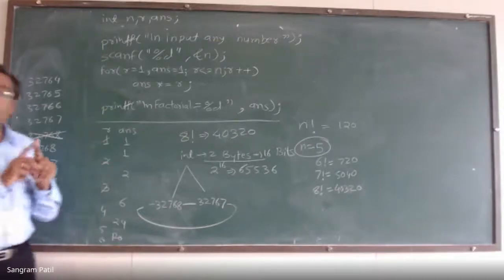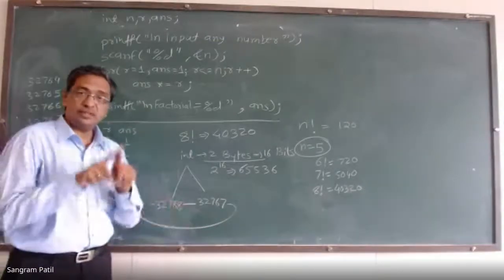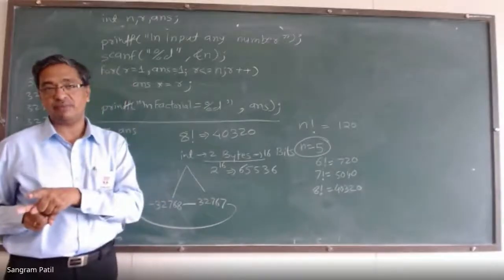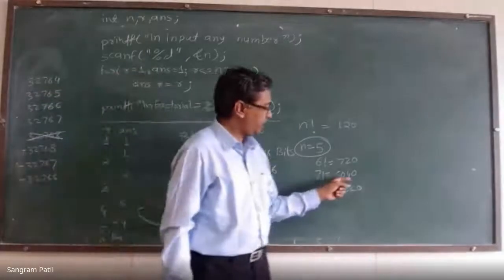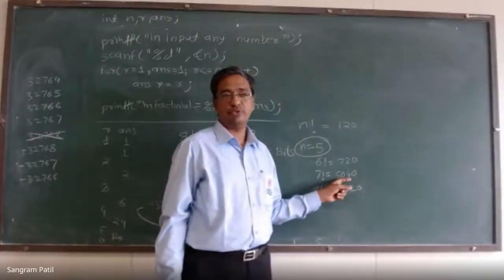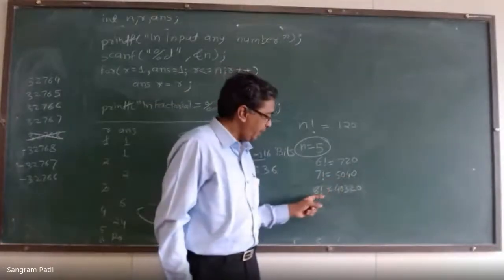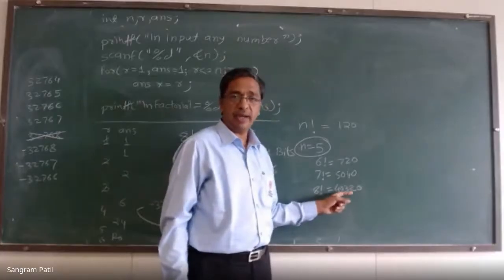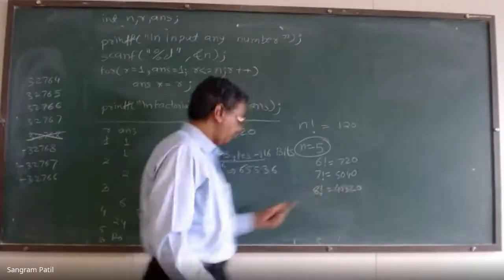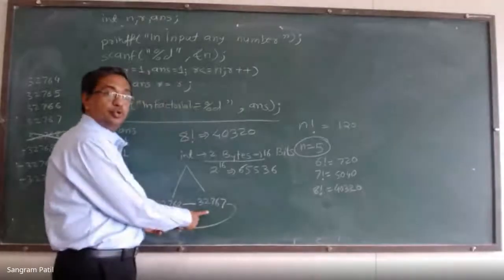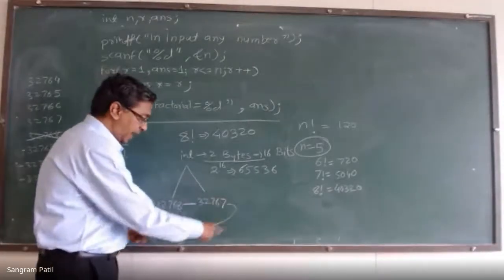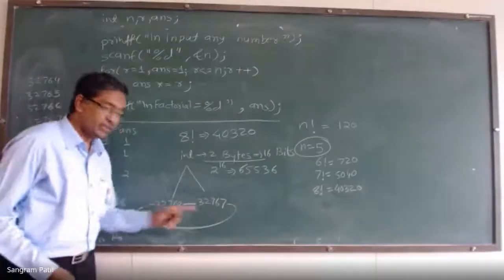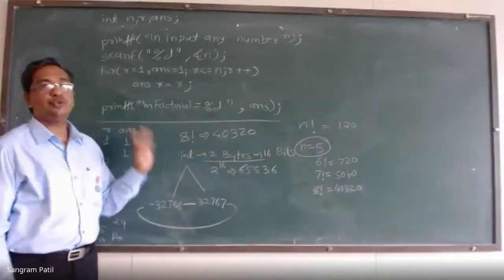Because the value of an integer number has this limitation, -32768 to +32767. So 7 factorial is 5040. So this works. But when it is 8 factorial, its value is 40320, which is not in this range. So your compiler adjusts this value within this range, and then it gives you the answer.